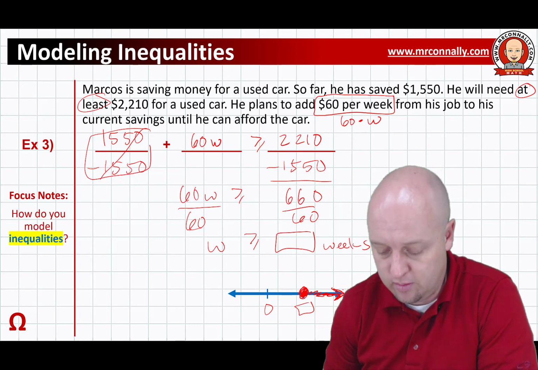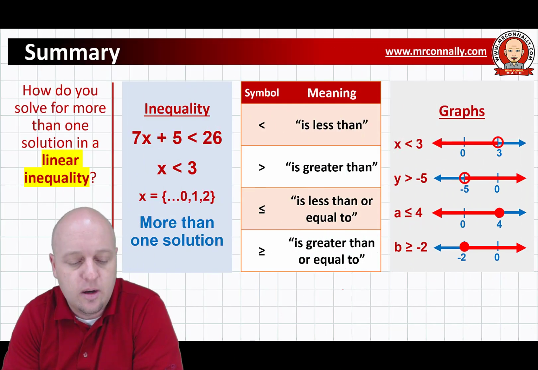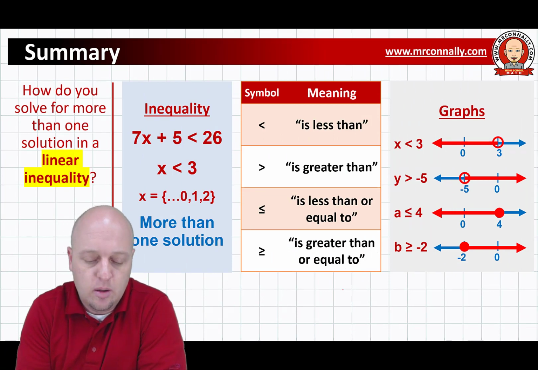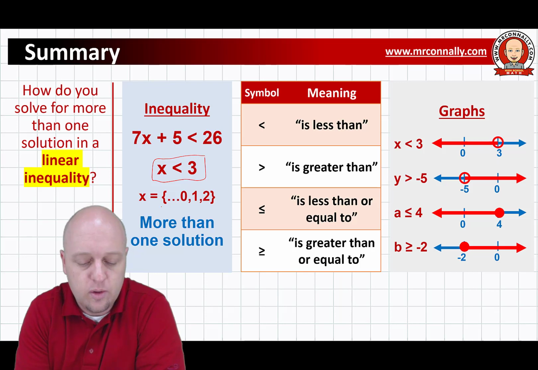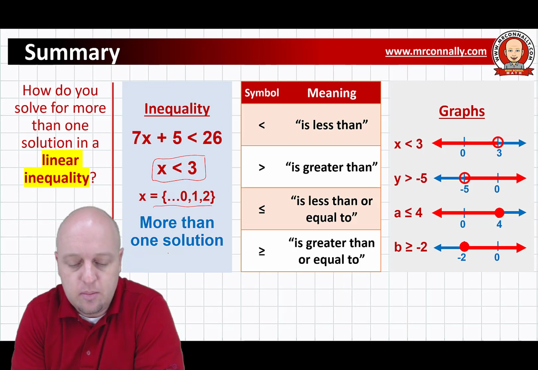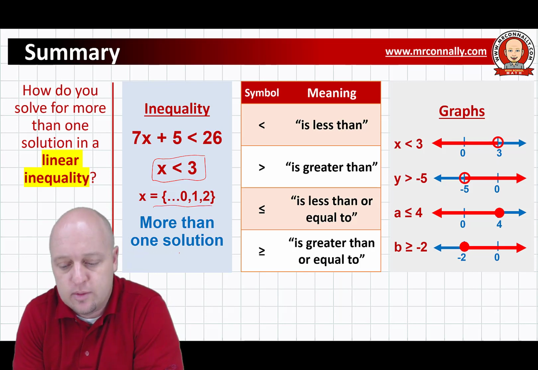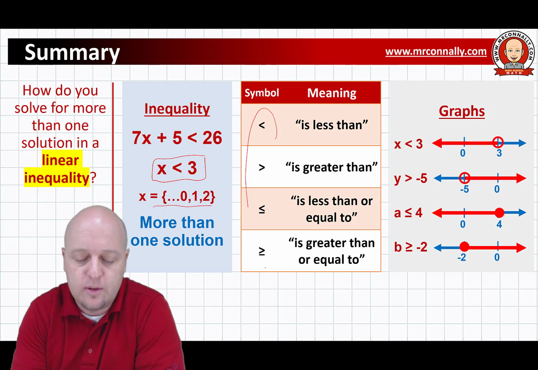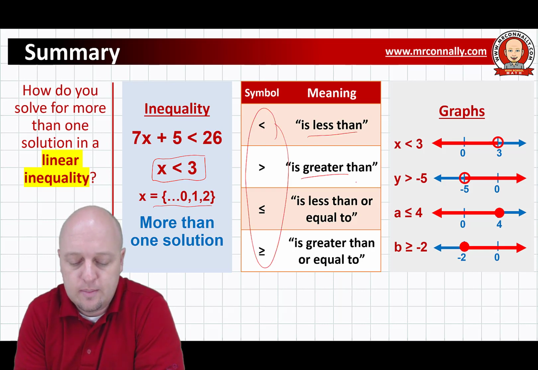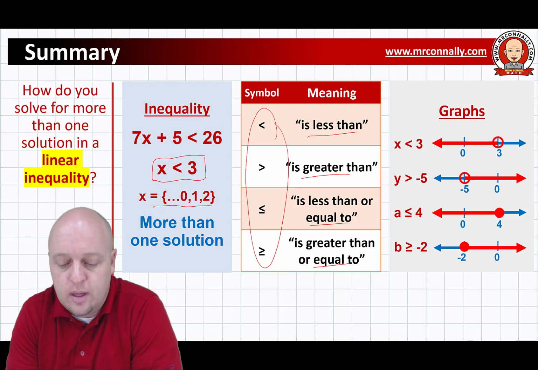All right, let's review. So in summary, how do you solve for more than one solution in a linear inequality? Well, we know that since the answers have more than one answer, there can be more than one solution. We have to use these graphs. It's helpful that we understand the different symbols and what they mean, and that each symbol has a different graph. If it's less than or greater than, it's open, and if it's less than or equal to or greater than or equal to, it is a closed solution at the critical point.